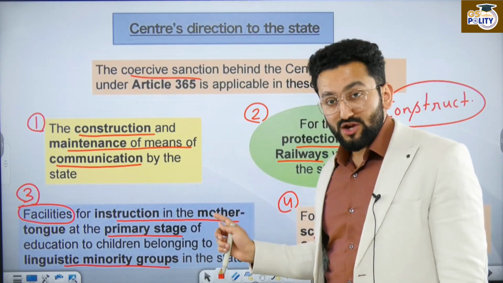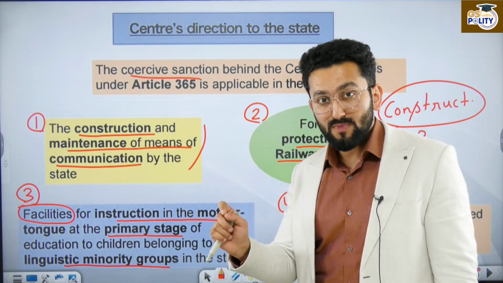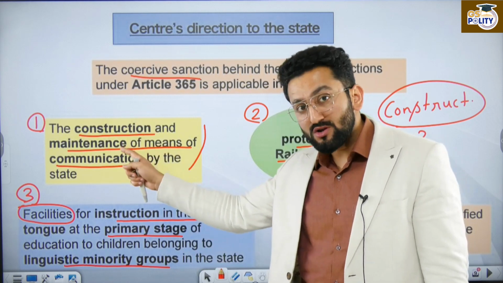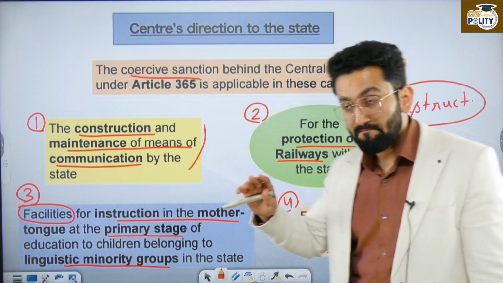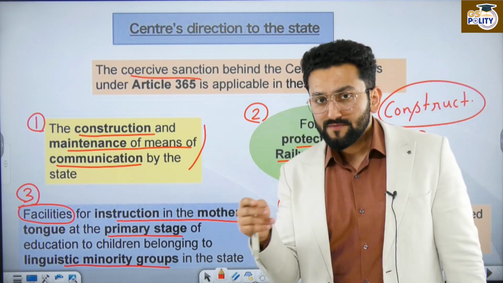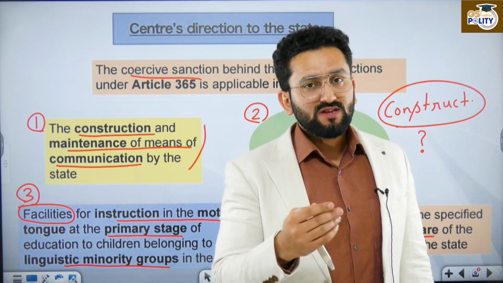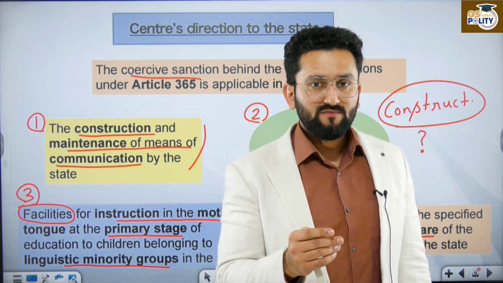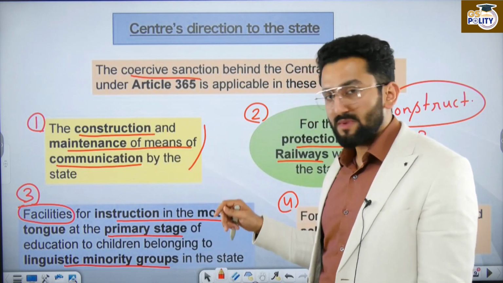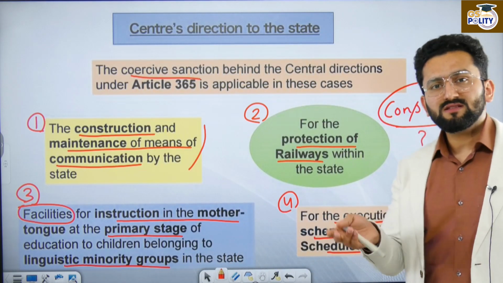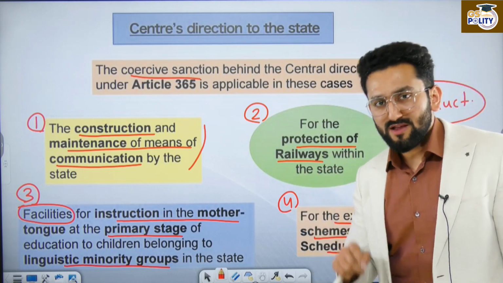So 4 kind of directions. First, construction and maintenance of means of communication. Please remember, the word is construction and maintenance. It is not just maintenance, okay? If UPSC make a statement that as per Article 365, the necessary direction to the state can be given with respect to means of communication only for maintenance. So no, it's for construction and maintenance, because devil is in the detail. You never know at what deeper level UPSC play with you.